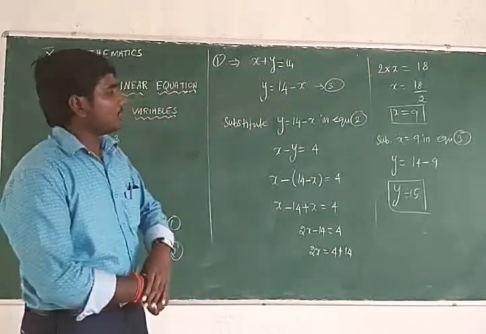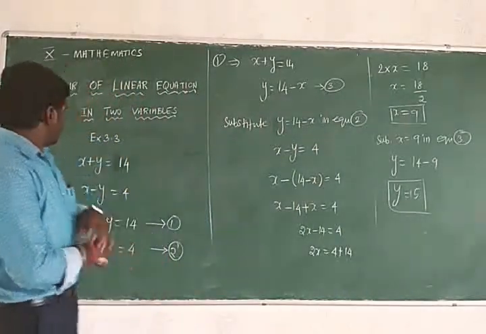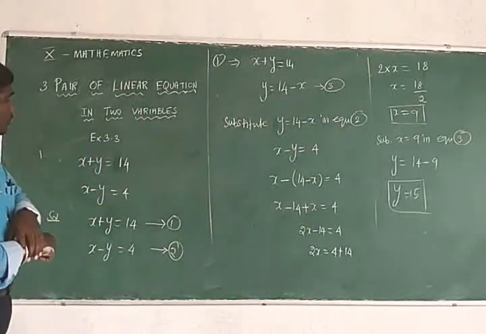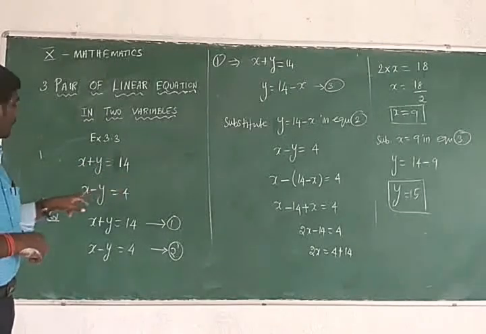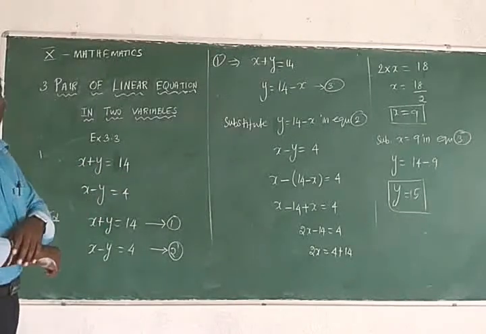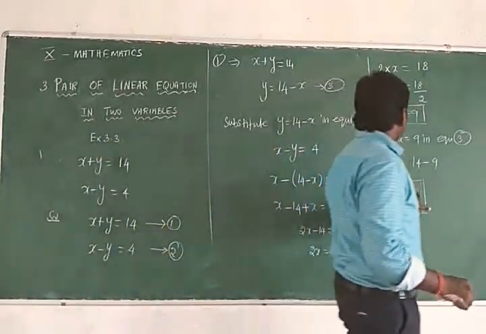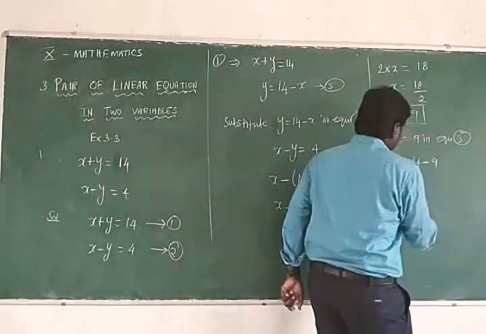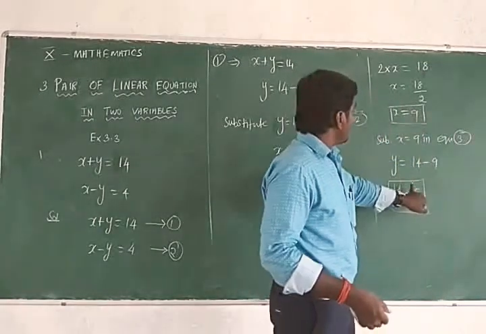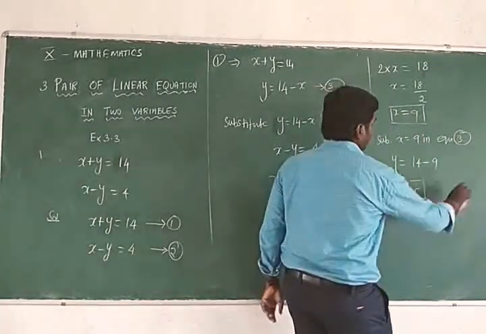Okay, x is equal to 9, y is equal to 5. Verify. X plus y: x value is 9, 9 plus 5 is 14. X value 9, y value 5, 9 minus 5 is 4. So x is equal to 9, y is equal to 5.